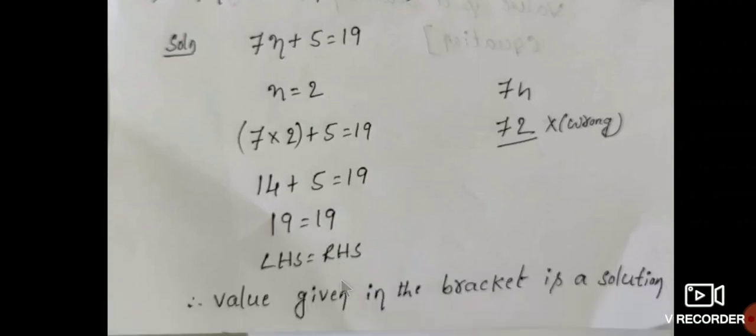So n is equal to 2. We should substitute 7 into the n value 2, plus 5 is equal to 19. Next, 7 into 2 means 7 2s are 14, plus 5 is equal to 19. 14 plus 5 is 19. On the RHS they have already given 19. Therefore the left hand side value is equal to the right hand side.